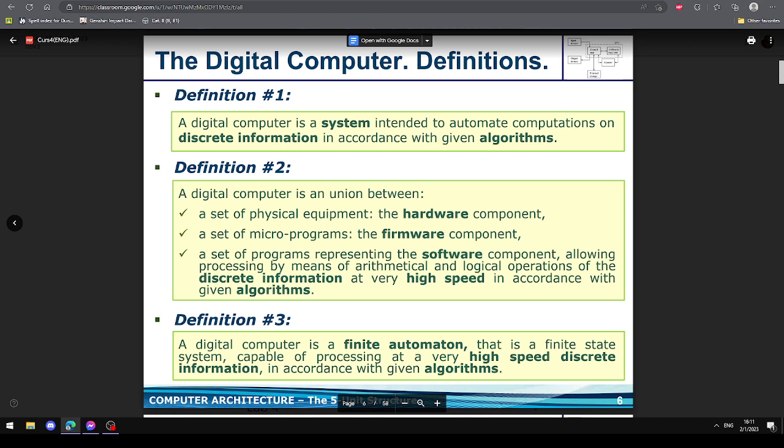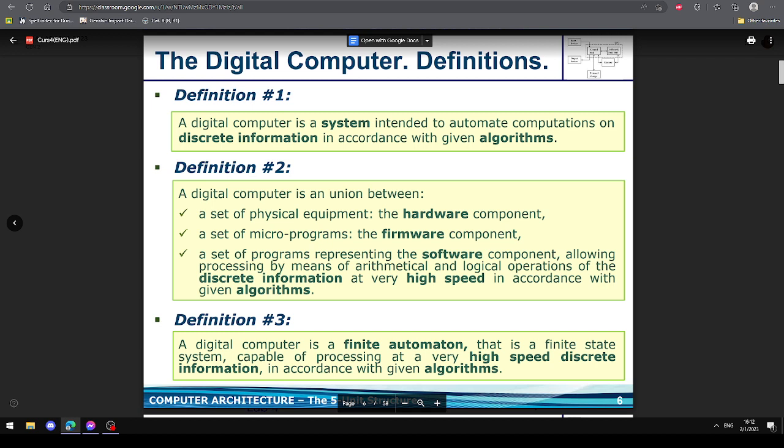Definition 2. A digital computer is a union between a set of physical equipment, the hardware component, a set of microprograms, the firmware component, and a set of programs representing the software component, allowing processing by means of architectural and logical operations of the discrete information at very high speed in accordance with given algorithms.